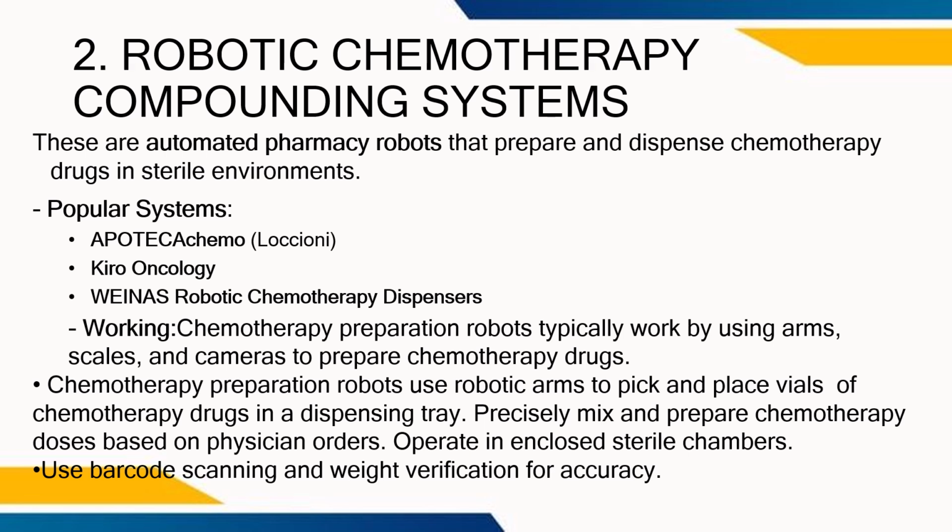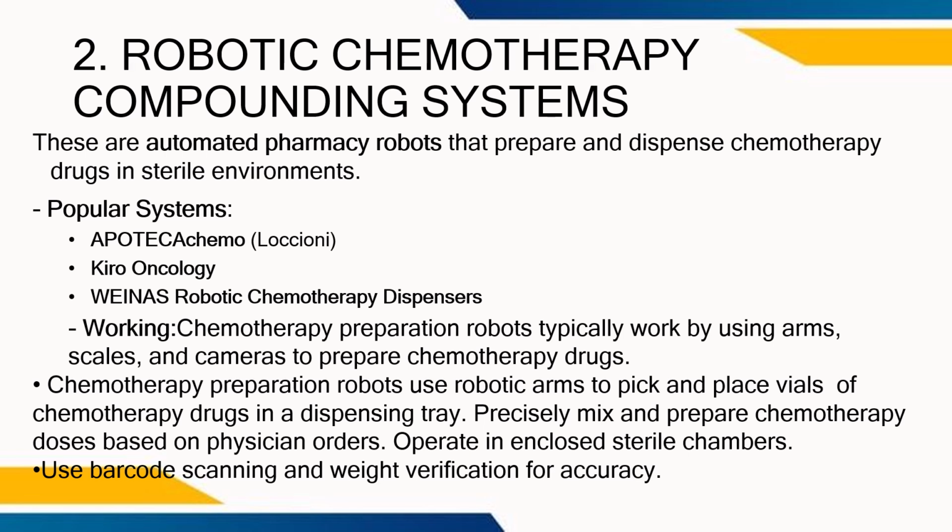Next category is robotic chemotherapy compounding systems. These are automated pharmacy robots that prepare and dispense chemotherapy drugs in sterile environments. The popular systems used here are Apotheca Chemo, Kiro Oncology, and Vena's robotic chemotherapy dispenser. So these are the three popular systems that are very much used in pharmacies as well.